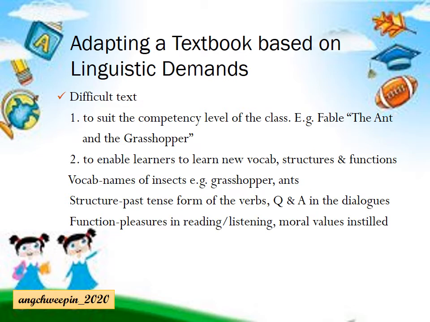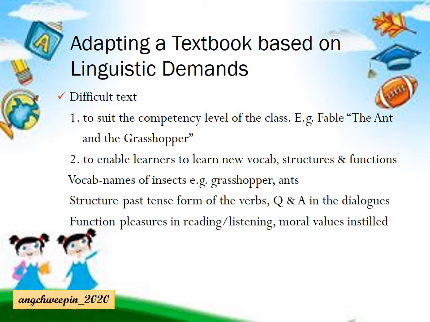For example, the famous fable, The Ant and the Grasshopper. This fable can be adapted to teach our young learners with limited English. Even though it could be quite different from the original text, it can still work for a number of reasons. What are the reasons? Firstly, the story is still a good source for learning new vocabulary, sentence structures, and functions.